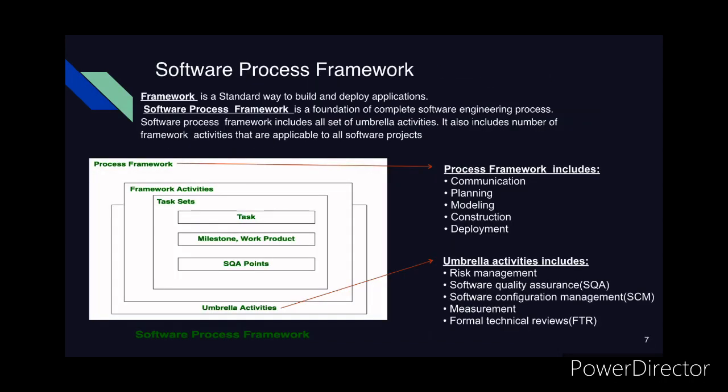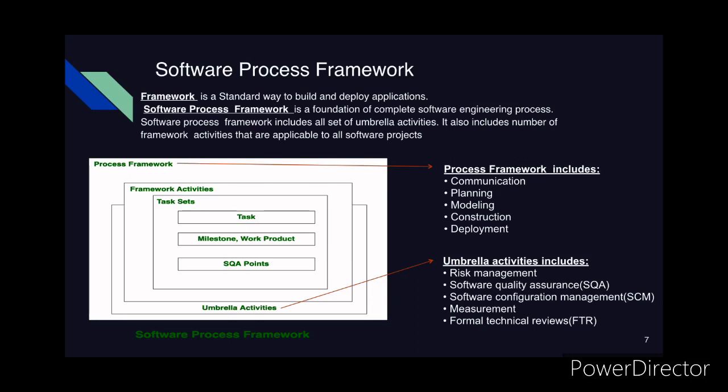Okay, let's learn now about the software process framework. A framework is a standard way to build and deploy applications. A framework is just a specific set of steps to build or develop a software and then deploy it to the customers. The software process framework is the foundation of the complete software engineering process. It includes all sets of umbrella activities, which can be seen in the diagram also. It also includes a number of framework activities that are applicable to all software projects.